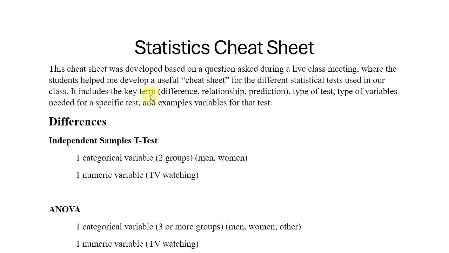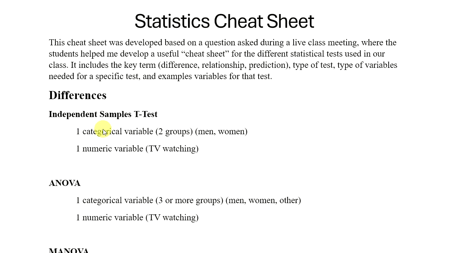It includes the key terms: difference, relationship, prediction. Those are key terms both to help you understand the difference, as well as the key terms in terms of what word you should use when you're doing the hypothesis for those tests. The type of test, type of variables needed for a specific test, and example variables for that test. So the first one is differences.